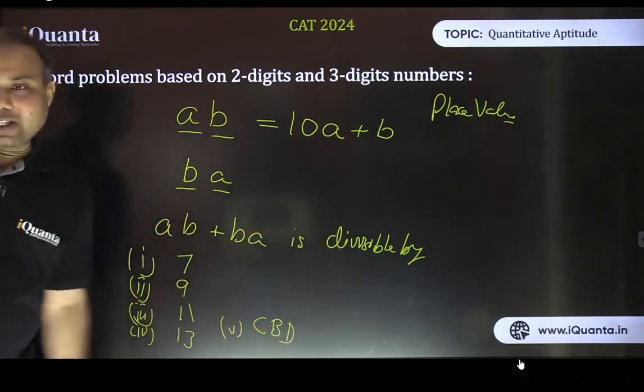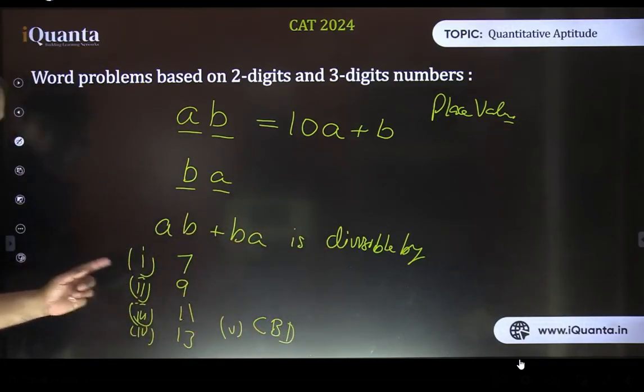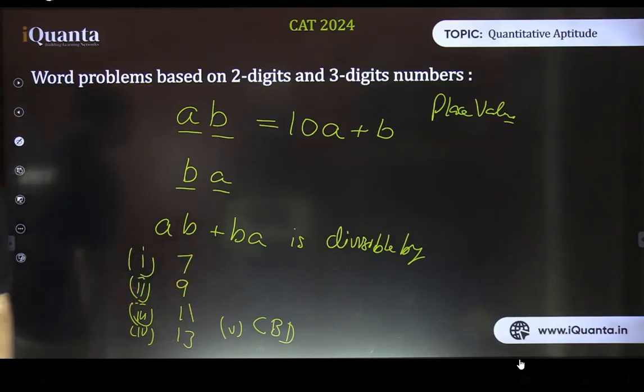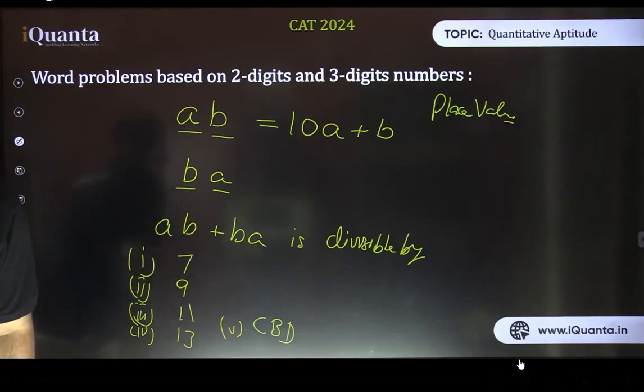Is AB plus BA always divisible by 7? By 9? By 11? By 13? See, I have not given any values for A and B. Yes, most of you are answering now. It's 11. I hope you're getting the idea.